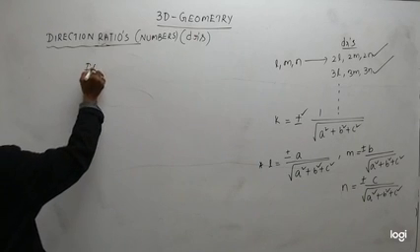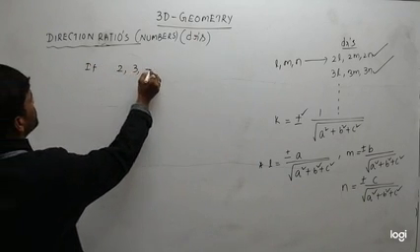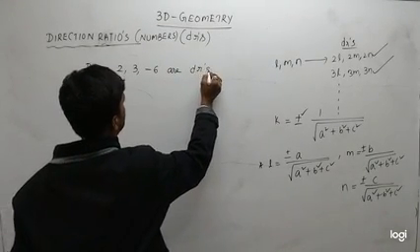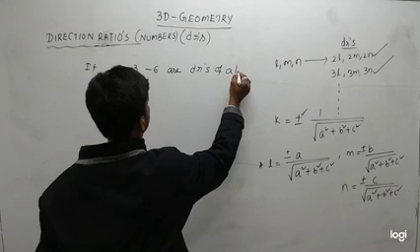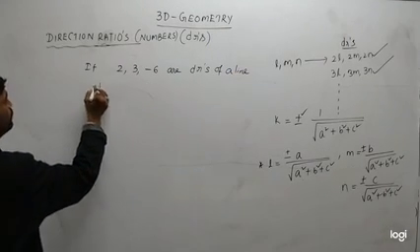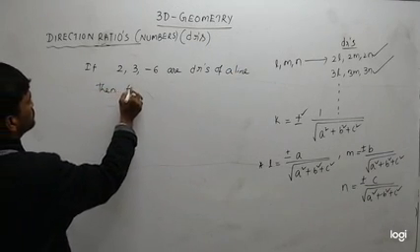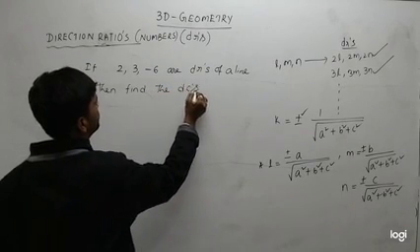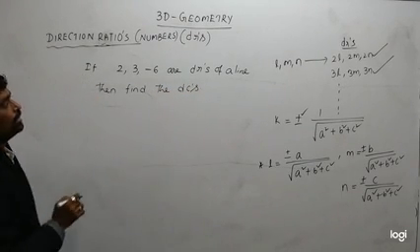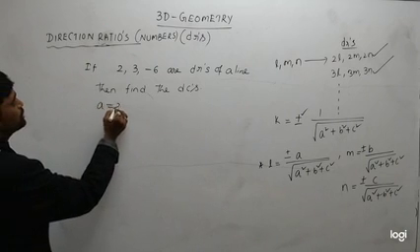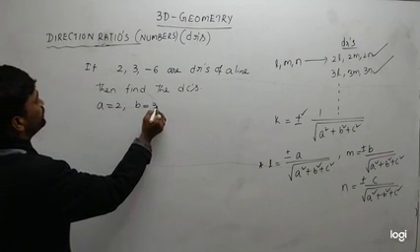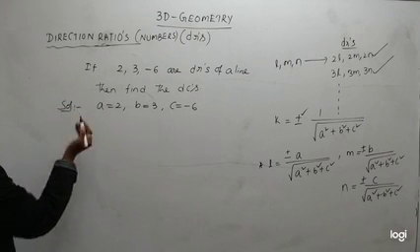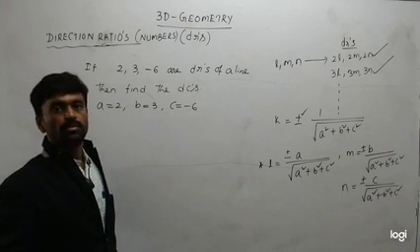Suppose if 2, 3, minus 6 are direction ratios of a line, then find the direction cosines of the line. So that means A value is given how much? 2. B value is how much? 3. C value is how much? Minus 6. Because they are the direction ratios, so we have to denote them by A, B and C.